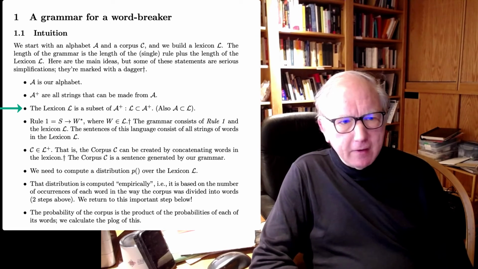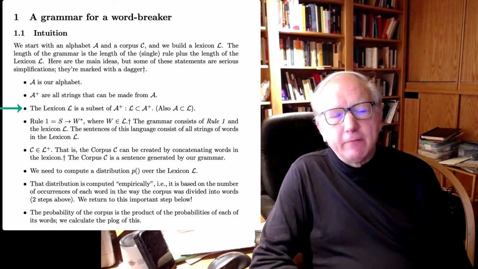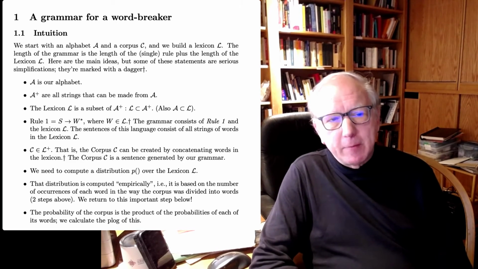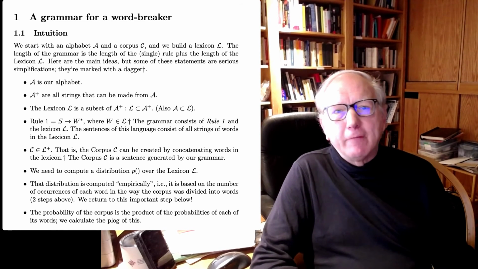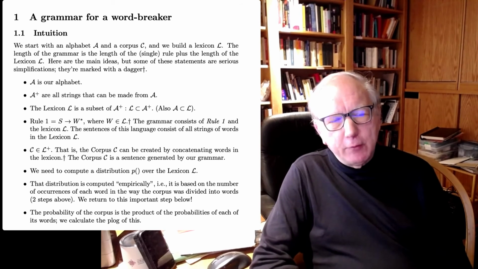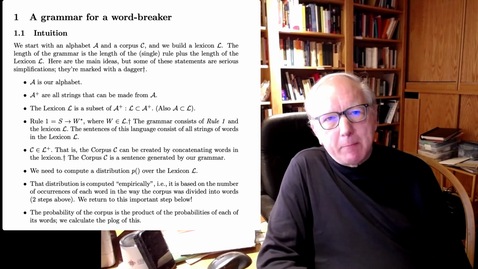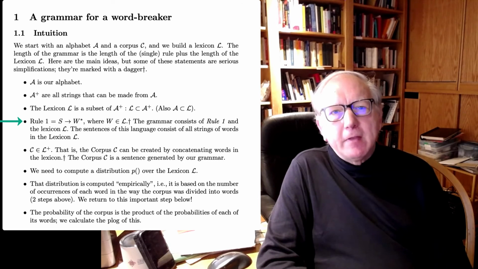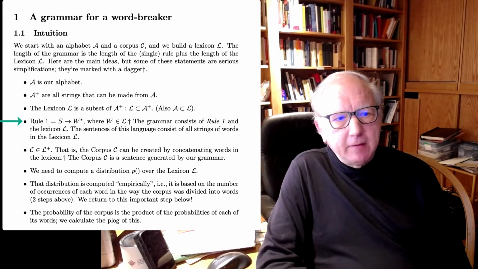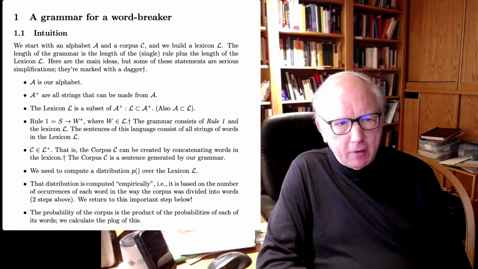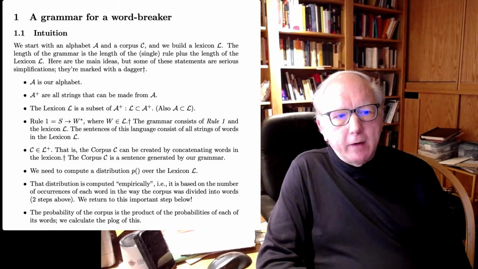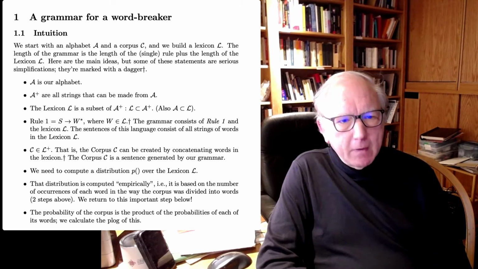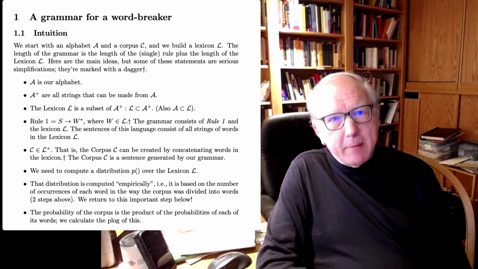Then we've got the lexicon L, and the lexicon is a subset of A plus. It's just some selection of finite strings that come from the alphabet. And I'll also assume that the alphabet is a subset of the lexicon. So if the alphabet is the letters A through Z, they will always be members of the lexicon. Then there's a rule, I called it rule 1, and it takes the form S goes to W star, where all the W's are members of the lexicon. Dagger there, because there's something here to come back to eventually.